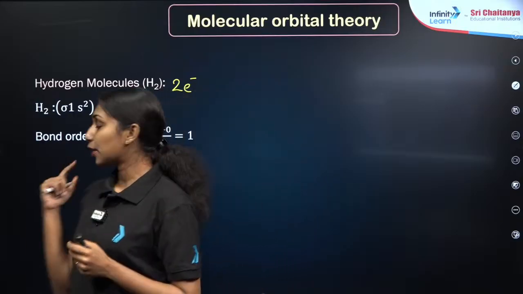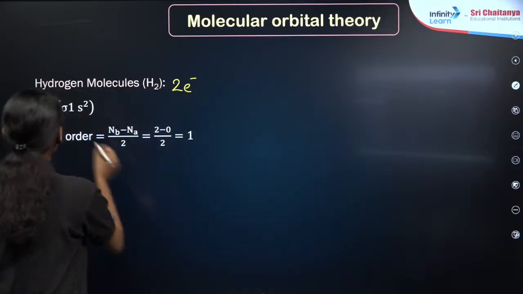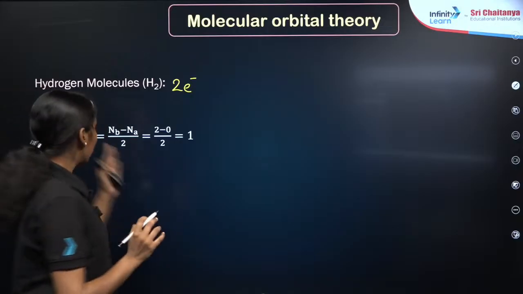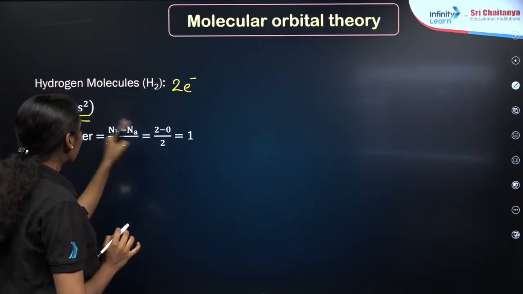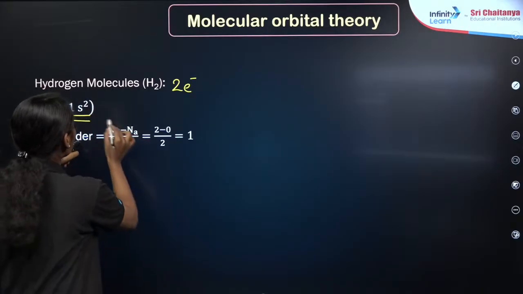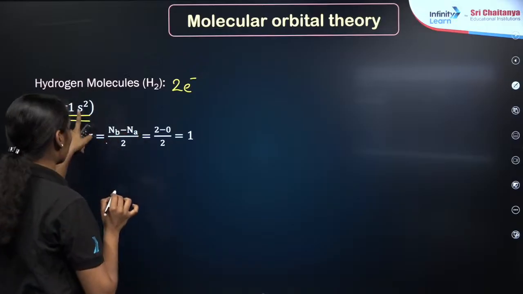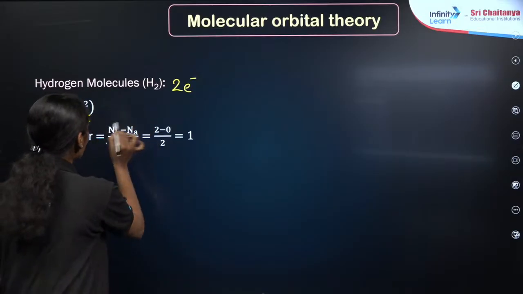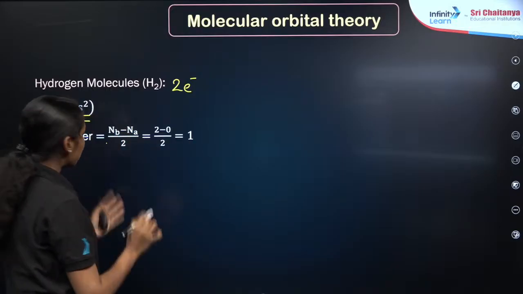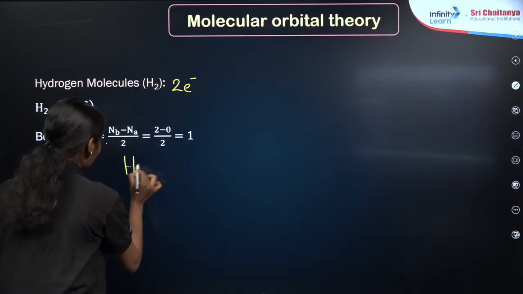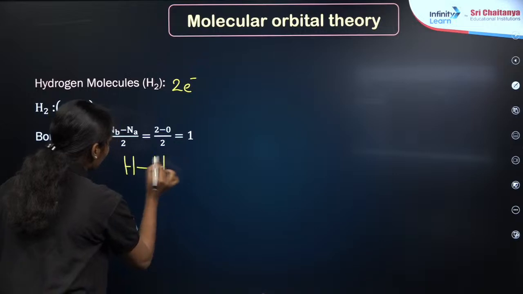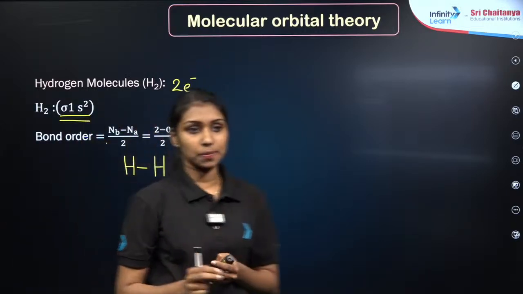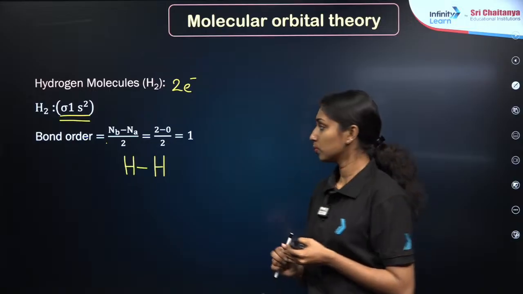Now, writing the electronic configuration of H2 gives sigma 1s2. Now, how to calculate the bond order? Half into Nb minus Na, right? Nb means number of electrons in bonding orbital, it is 2. The number of electrons in anti-bonding orbital is 0 here, right? So, 2 minus 0 by 2 is equal to 1, which means that the hydrogen molecule is forming a single bond between the 2 hydrogen atoms. Clear?